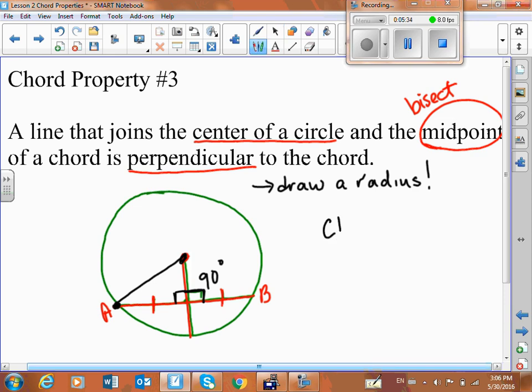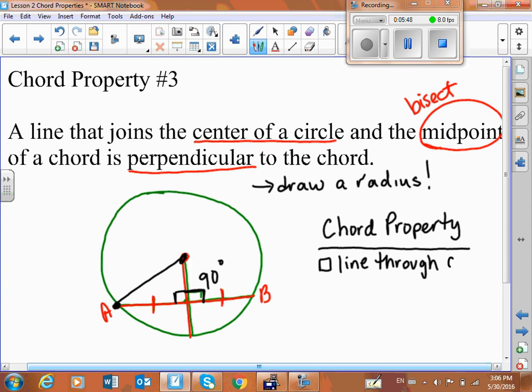Instead of calling it chord properties with an S, it's really the chord property. And it has three parts, okay? We have part number one, a line through center. Part two, we have a perpendicular line. And part three, we have a bisected chord.